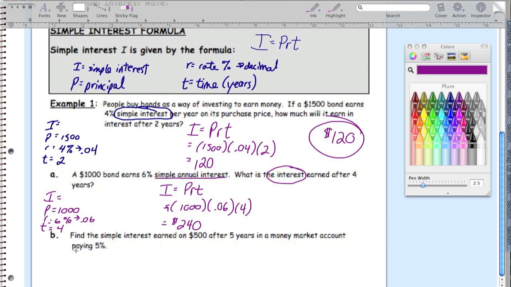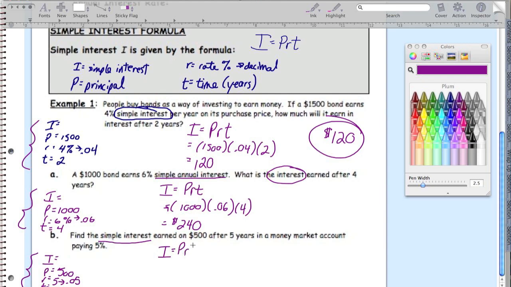Letter B. Find the simple interest, it's key, earned on $500 after 5 years in a money market account paying 5%. Okay, so we want simple interest, I equals PRT. $500 is initially put in, so that's our principal. Our rate is 5%, so that is 0.05. And our time is 5 years. I'm going to ask that you do this on each of these problems because it's going to help you organize yourself, especially in these kinds of word problems. It's very important to be organized with what you're working with.